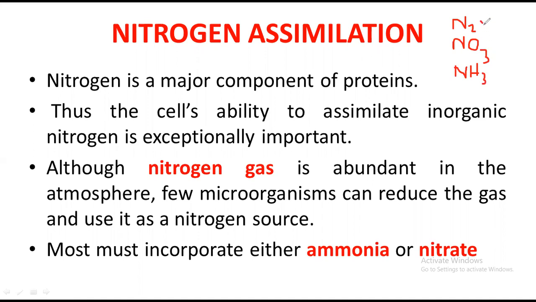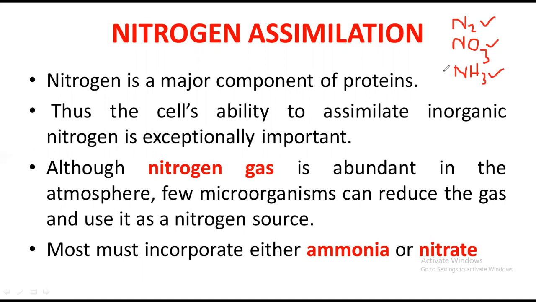The N2 is present in abundance, and the next is NO3. It is also present, but in a lesser amount. And NH3 is also present, but also in a lesser amount. So bacteria have the ability to use this N2, NO3, and NH3 and incorporate them into their backbone.